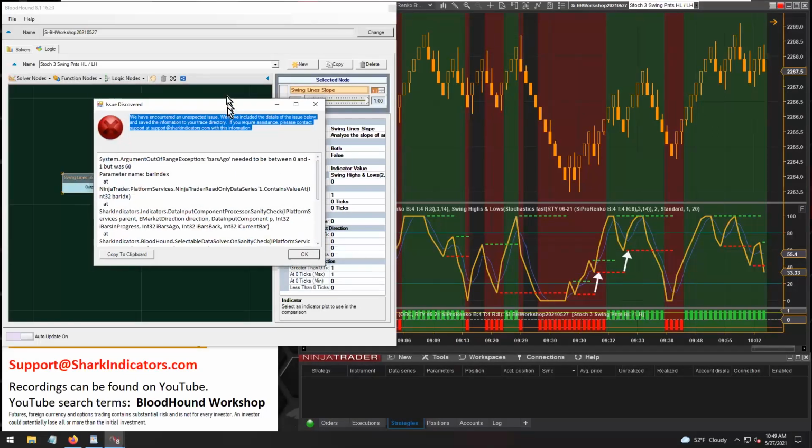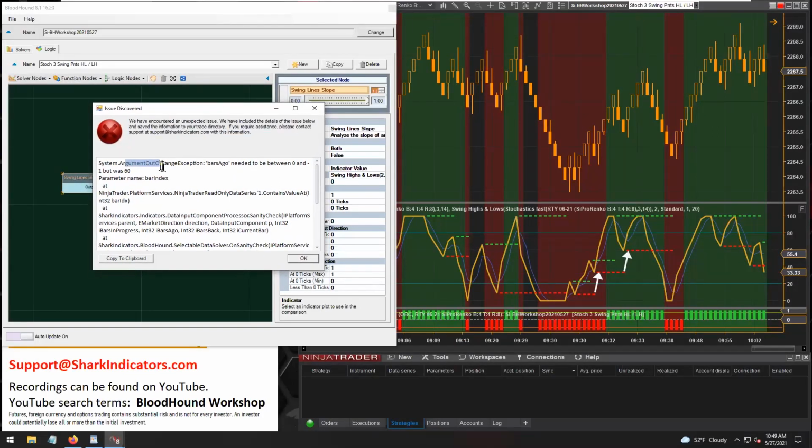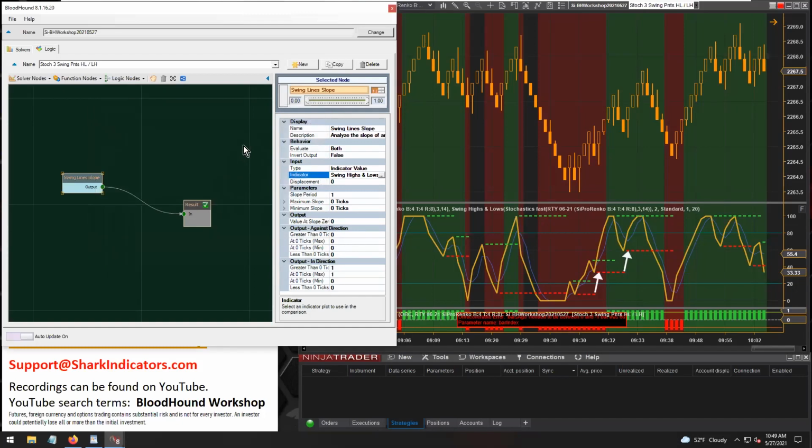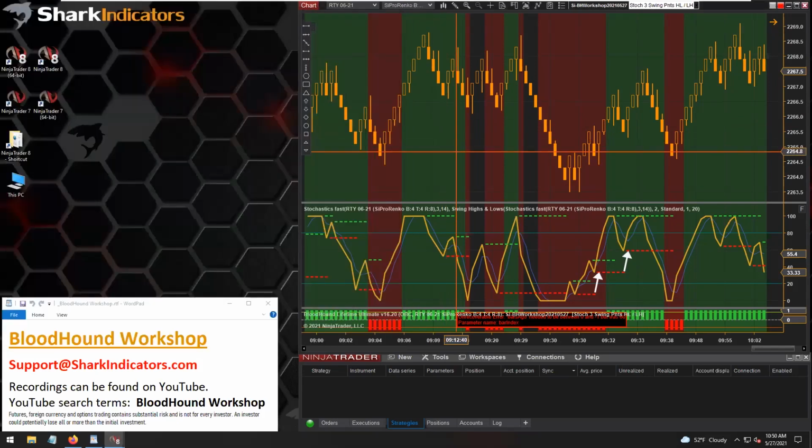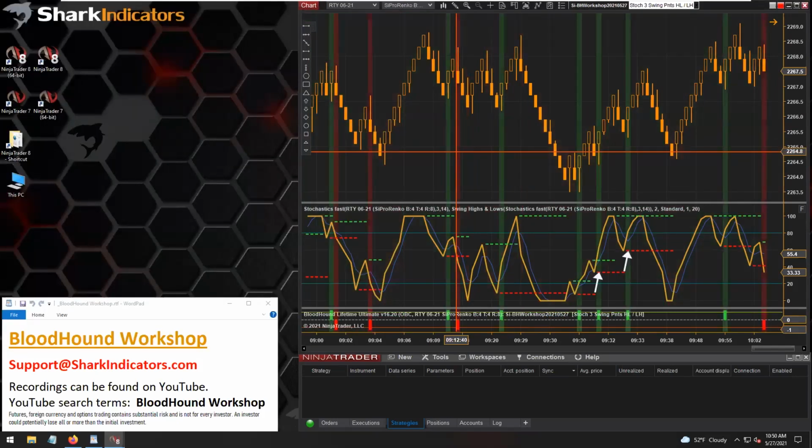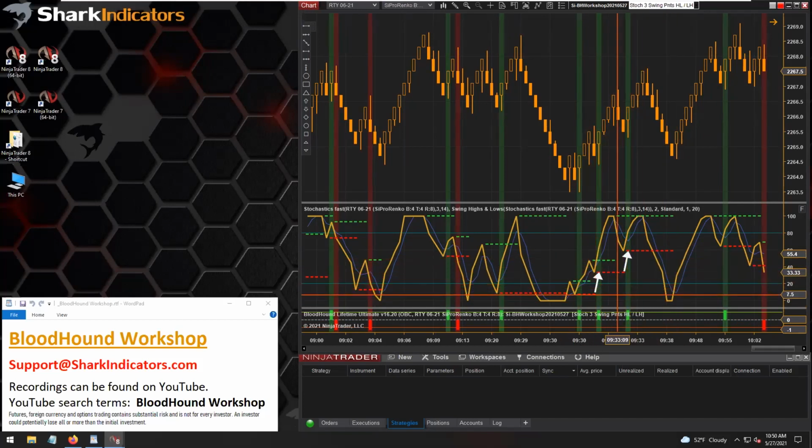And whenever you see this argument out of range or index out of range, that's just some kind of benign multi-threading error that we're trying to see if we can eventually resolve. But whenever you get that, all you got to do is just close BloodHound and reload the chart. Just do an F5 on the chart, and there you go. It's all fixed. And bingo, that is what we're looking for. So we're looking for a long output here when the swing low steps up.